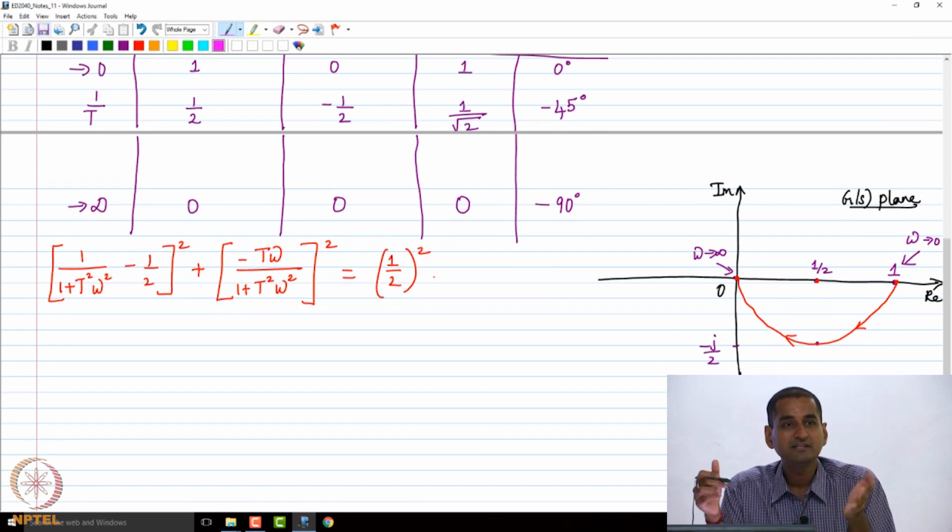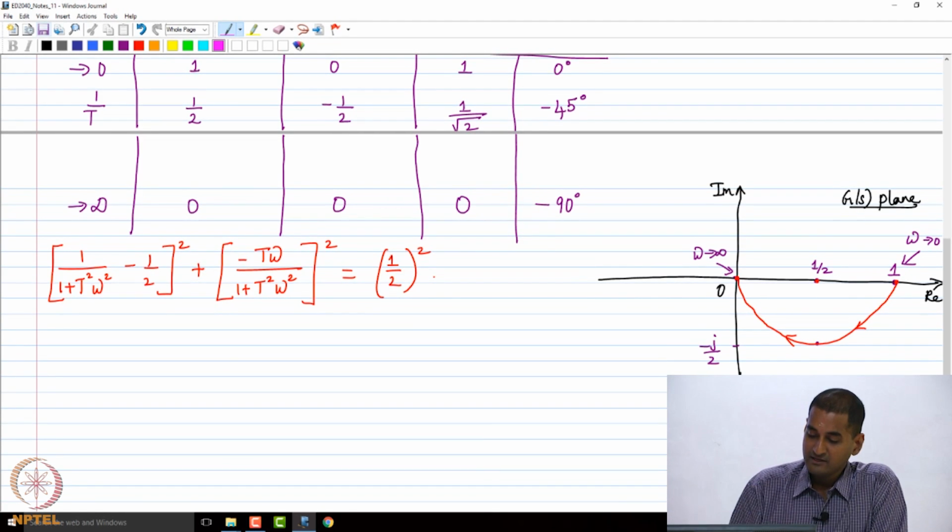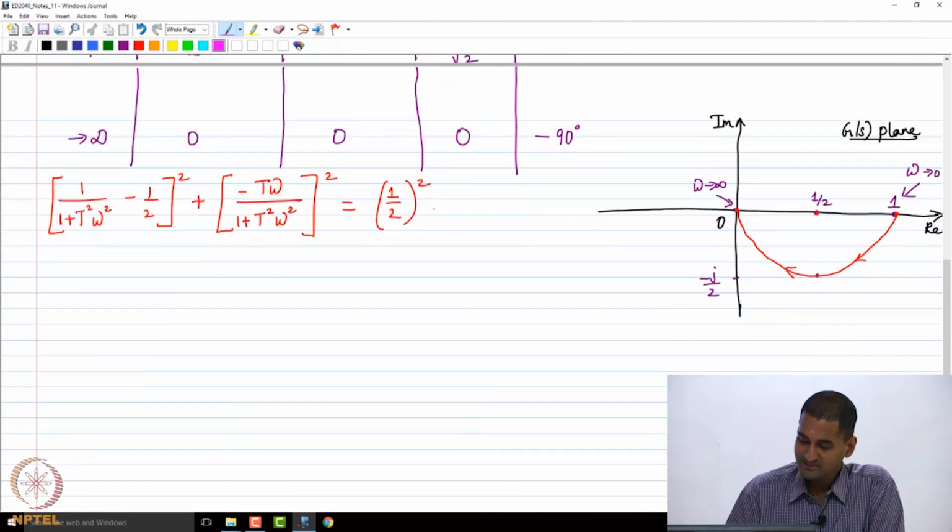So it so happens that the Nyquist plot of this 1 by ts plus 1 is going to be in the form of a semicircle of radius 1 by 2. Okay, so that's the Nyquist plot. We will gain some insight into this process and why Nyquist plots are a little bit more challenging once we do the next factor, which is the reciprocal of this 1 by ts plus 1.